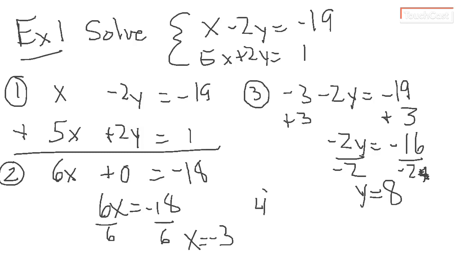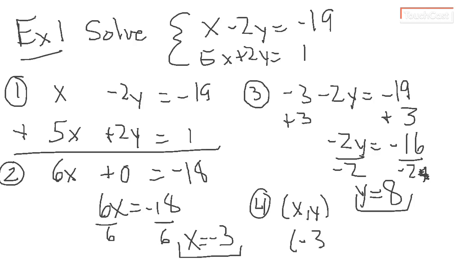So I can now move into step 4. I write my answer as an ordered pair. I have an x value I found in step 2 and a y value from step 3. So my solution is going to be the ordered pair negative 3, comma 8. We finished example 1. Let's look at one more example, and then we can probably wrap up this video.